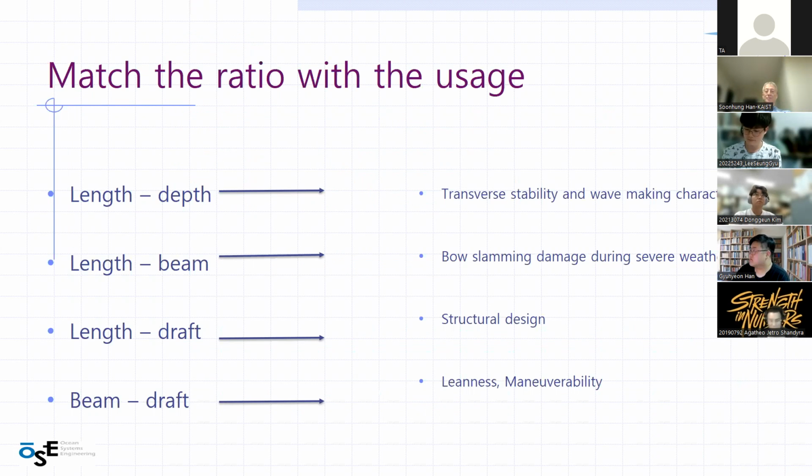First of all, just like a review, we'll match the ratio of the some values with the usage, or what they do. If anyone of you wants to answer, please don't hesitate.